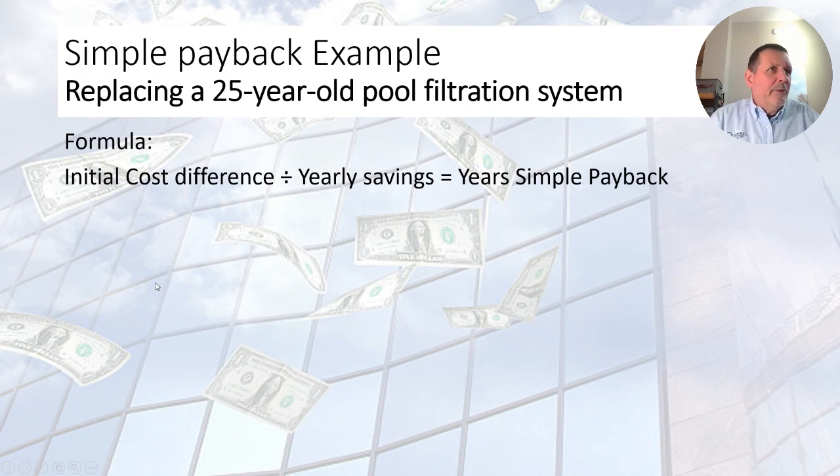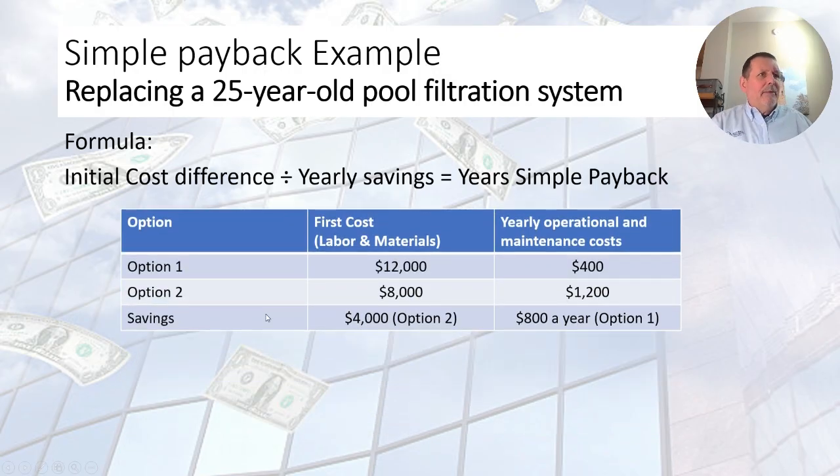All right, so remember that formula: the initial cost difference and the yearly savings. Not the initial cost divided by yearly saving or yearly cost, but the initial cost difference divided by yearly savings. What do I mean by that? Let's look. All right, so we have two options. We have an option one and an option two. Option one is $12,000 for our first cost, and option two is $8,000 for our first cost. That means option one is $4,000 more. All right, that's a lot of money.